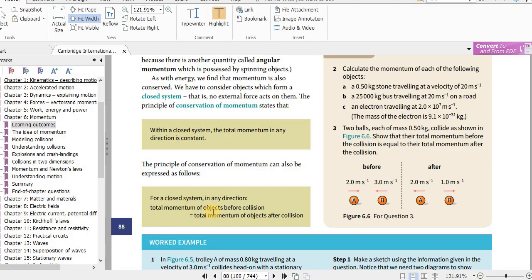So a lot of students forget to write this first part. For a closed system in any direction, so then you can say this. If you just write total momentum of objects before equals after, then that is not very complete. You have to also say this in a closed system. See, we can also state it like this: within a closed system, the total momentum in any direction is conserved. This is the principle of conservation of momentum. This is also another way of saying the same thing.